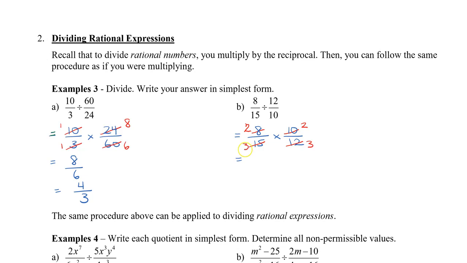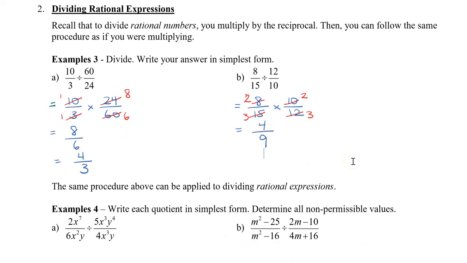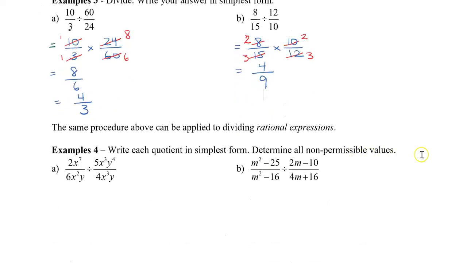So again, we can't reduce numbers that are side by side. So we end up with 2 times 2 in the numerator to give us 4. And in the denominator, we have 3 times 3, which is 9. So this procedure that we did for division of rational numbers can be applied to rational expressions.